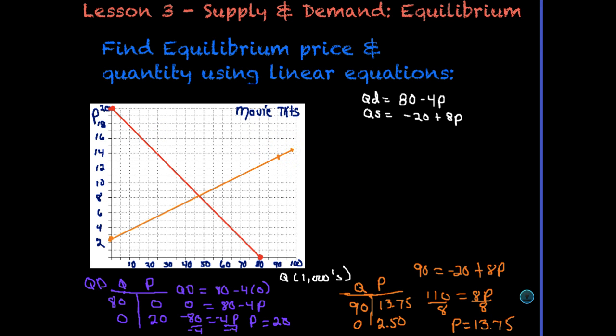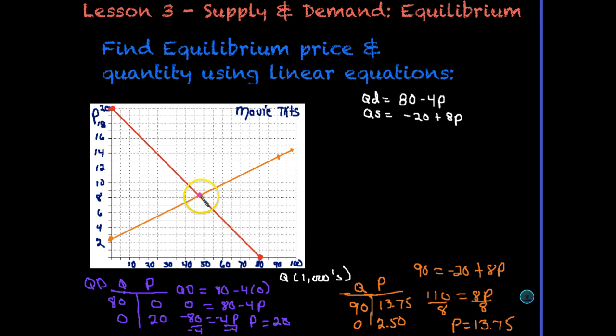Okay, so we have graphed our supply and demand functions. The problem is it's very hard to find this equilibrium point because it's not exactly on a crosshair. We can see that it's somewhere around 47 units and somewhere around $8.50, but we don't have an exact value. This is where algebra is handy.